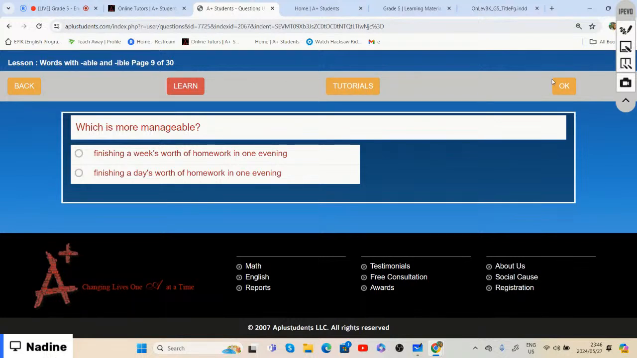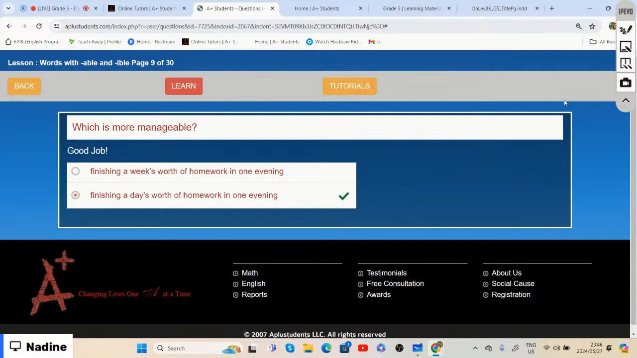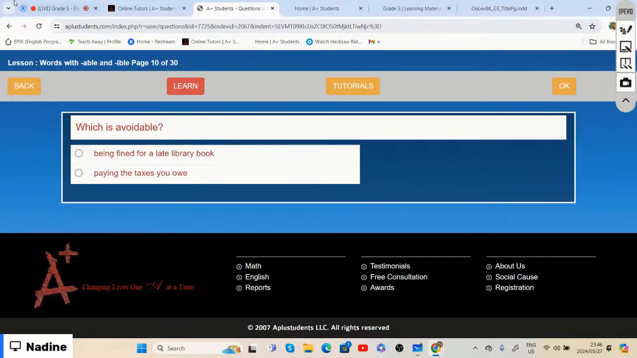All right. So basically, option two, which is finishing a day's worth of homework in one evening, that is more manageable. You're able to manage it, and it's also more realistic, right? All right. So well done, everybody.